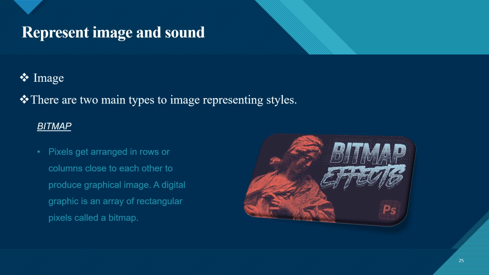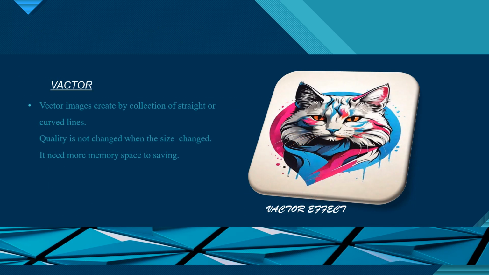What is bitmap? Pixels are arranged in rows and columns close to each other to produce a graphical image. A digital graphic is an array of rectangular pixels called a bitmap. Vector image style: a vector image is created by a collection of straight or curved lines. Quality is not changed when the size is changed. It needs more memory space to save.